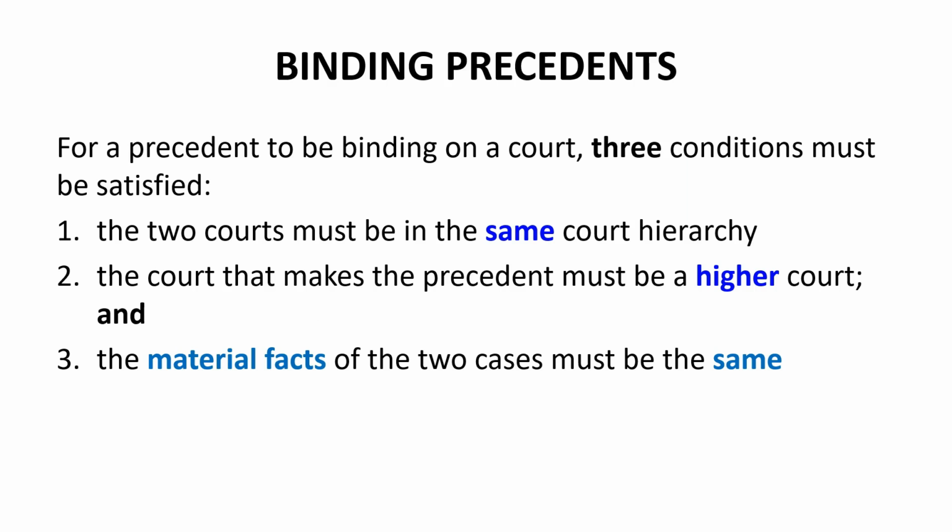The first condition is that the precedent must be made by a court that is in the same court hierarchy as the court which is deciding the case. The second condition is that the court that makes the precedent must be higher in the court hierarchy than the court which is deciding the case. And the third condition is that the material facts of the case in which the precedent was made and the case which is being decided must be the same. Let's unpack this a bit more.